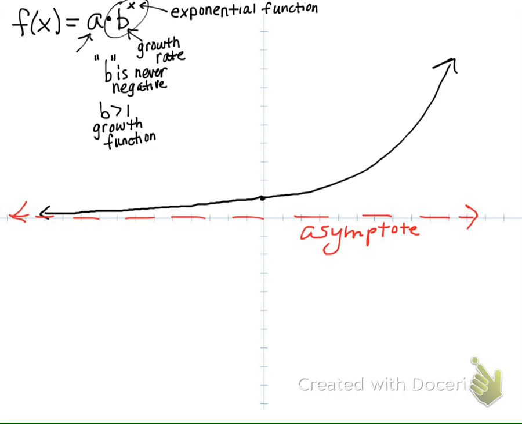So we have the situation where there's an asymptote. There's like a boundary line. It gets closer and closer to it, but will never ever cross. So this is what we would call a positive growth function. It's positive because it is above the x-axis.